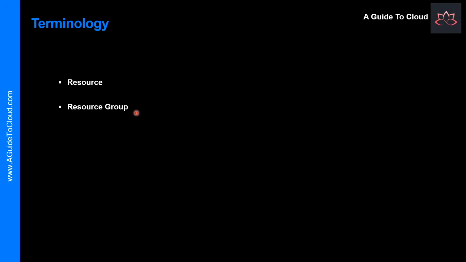So what is a resource group? A resource group is a container that holds related resources for an Azure solution. The resource group can include all the resources for the solution or only those resources that you want to manage as a group. You decide how you want to allocate resources to resource groups based on what makes the most sense for your organization.